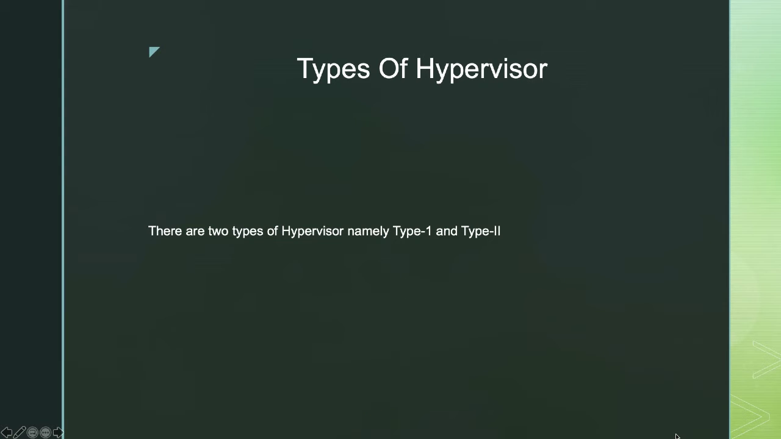Hello and welcome, friends. In this series of lectures, we will look at what the different types of hypervisor are and how they behave with respect to performance and other criteria. There are namely two types of hypervisor, and it's simple: they're called type 1 and type 2.